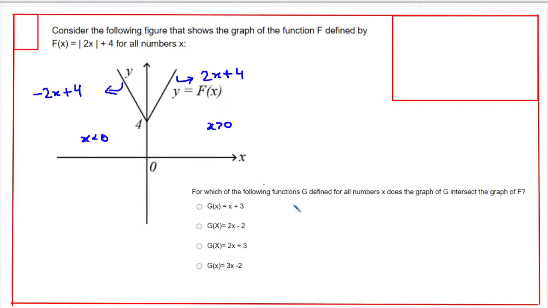Now we have to find that graph which is going to intersect with f. So let's assume this is the first graph, x plus 3. If I make it equal to 2x plus 4, according to the condition when x is positive, what is the x value from here? It is getting -1. So this can't be a possibility.